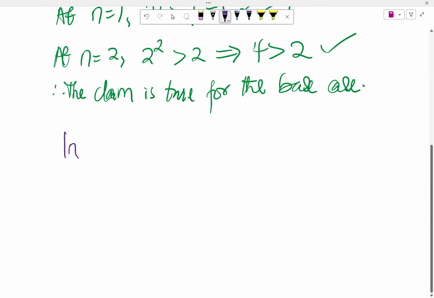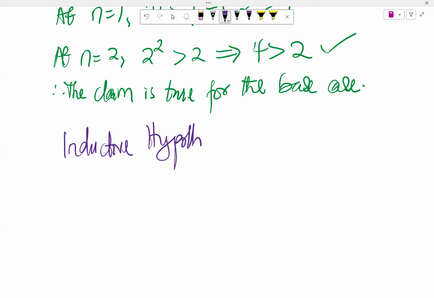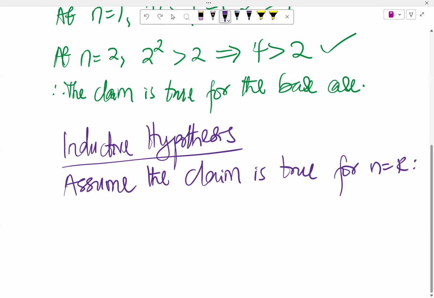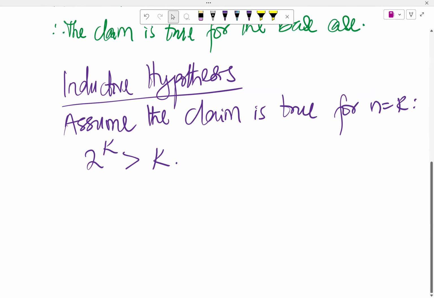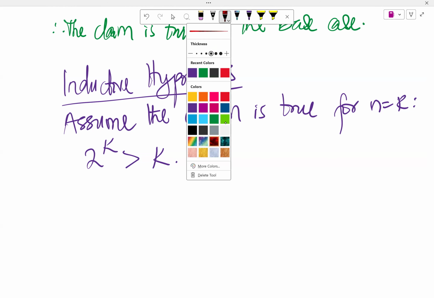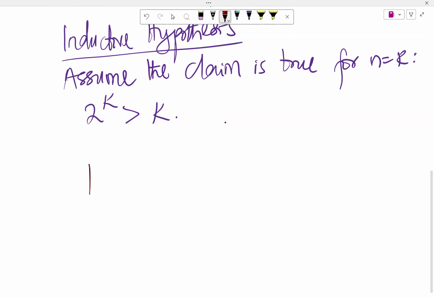So, since that is established, we have to go ahead to talk about the inductive hypothesis. This is the stage where you assume the claim is true for k. So you assume the claim is true for n equals k. So all you do here is to say that 2 raised to power k is greater than k. That's all you can do at this stage. So then the next stage is where you do the final showdown, which is the inductive step.